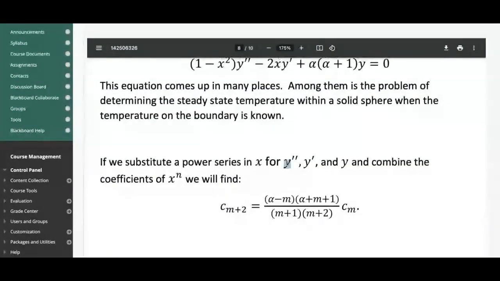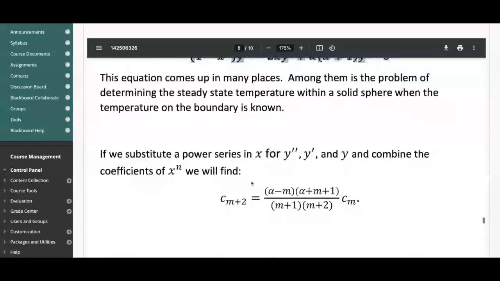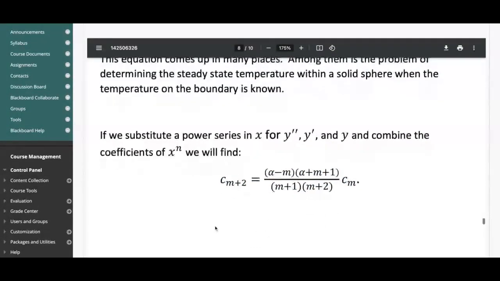It'll be good for you to do this, okay? You take y equals a power series, and then you find y prime, then y double prime, then you plug in. Then you will get this relationship. Okay, do this for yourself.